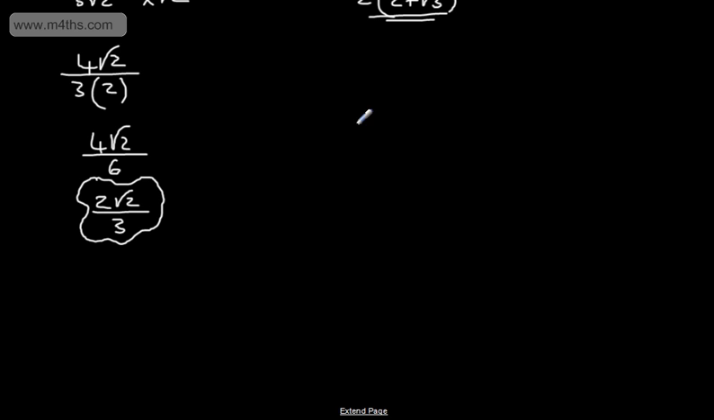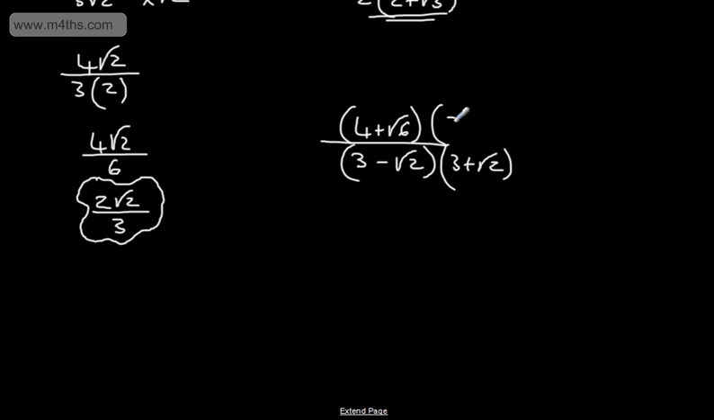Let's finish with one more. Let's say we've got now 4 plus root 6 in the numerator. Then in the denominator we have 3 minus root 2. So we're going to now rationalise this, multiplying now the denominator by 3 plus root 2 and now the numerator by 3 plus root 2.